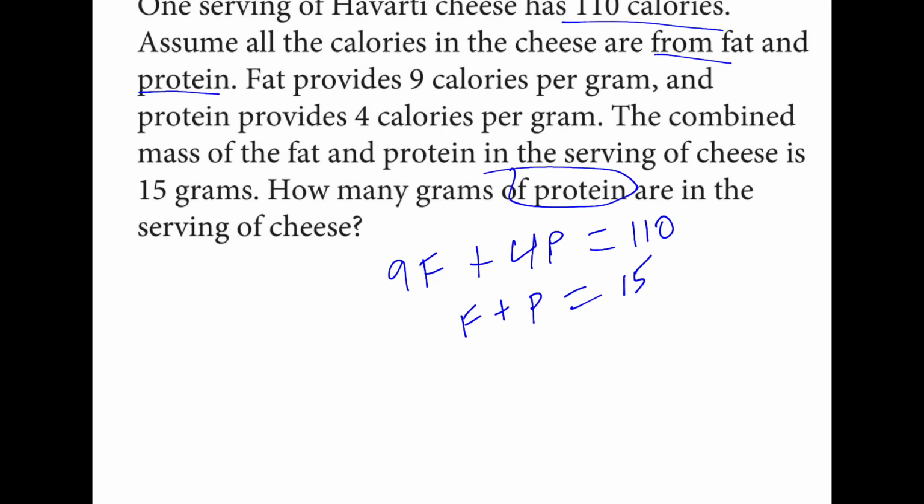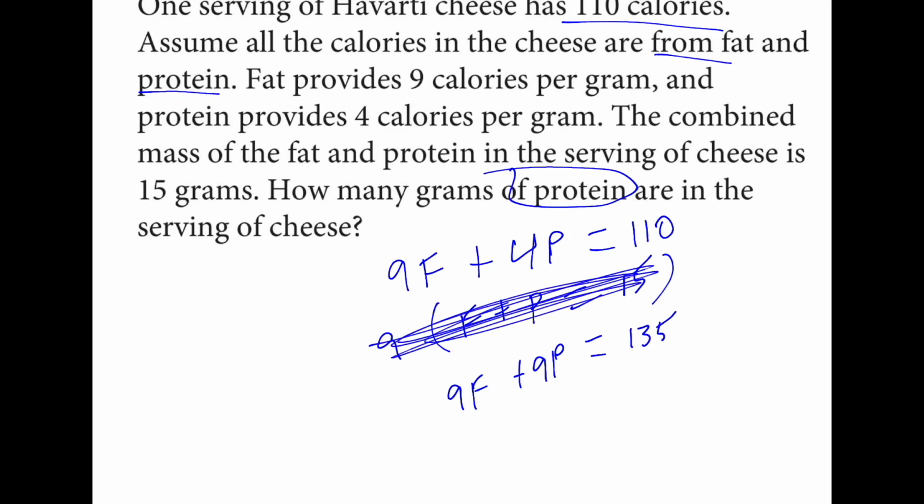So I need to cancel out F, so I could multiply this bottom one by 9. This gives me 9F plus 9P is equal to 135. So let's cross this one out now that I've changed it. I'm going to subtract all 3 straight down. This gets rid of my F's. I'm now here at a negative 5P. And this is negative 25. So P is equal to 5.